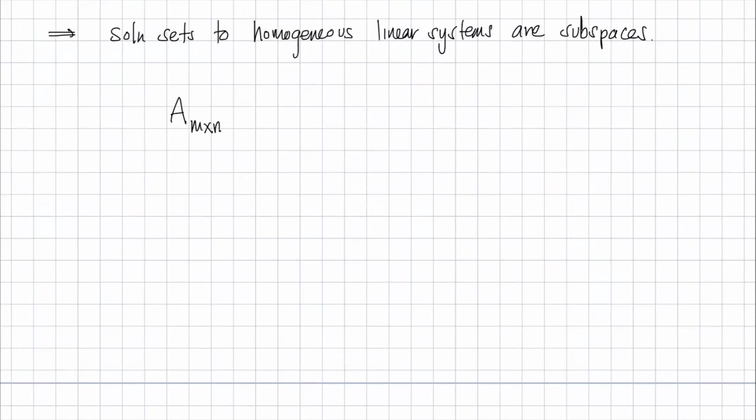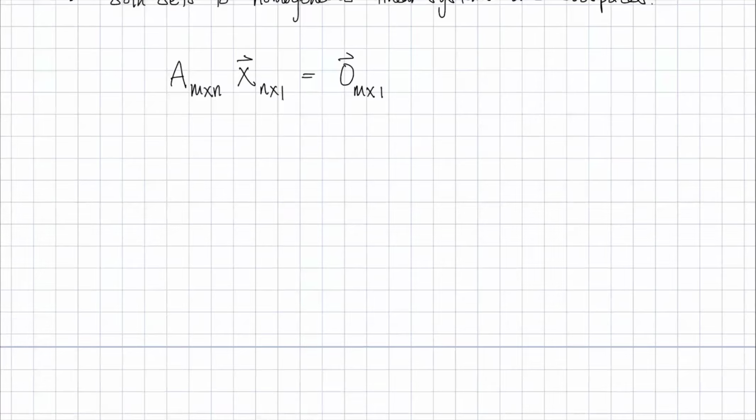M by n is the typical dimension on a matrix. We're multiplying that by a vector x, which has to be n by 1. And here we're talking about the result being the 0 vector, whose dimension is m by 1. And so what we're talking about here is an input from Rn. Maybe it's R3, maybe it's R2, maybe it's R12, I don't know. And then an output from Rm, that is to say, the number of components in each one of these column vectors.